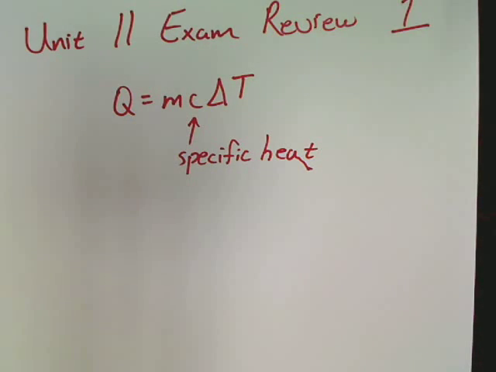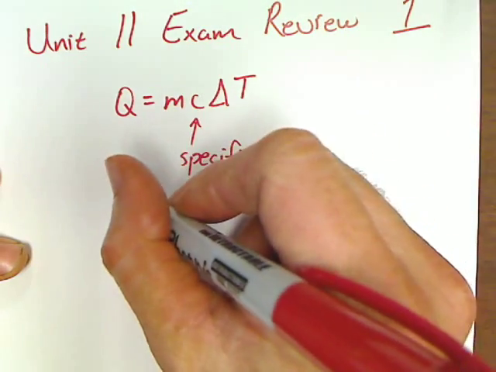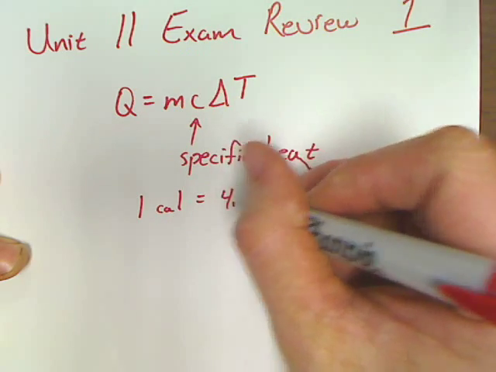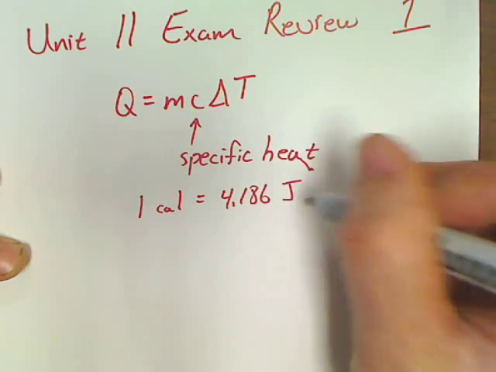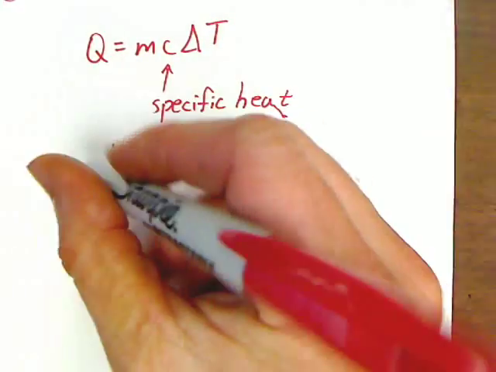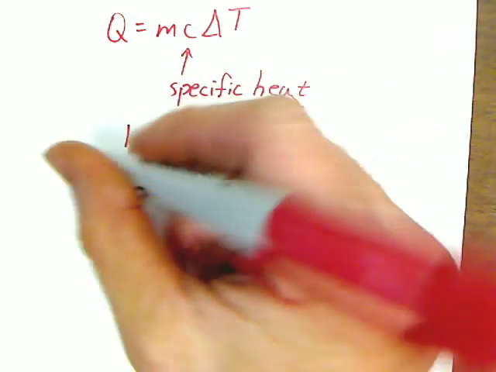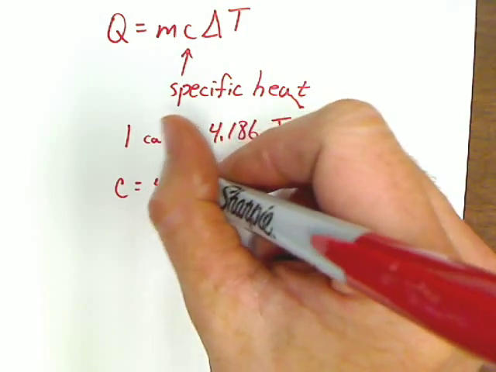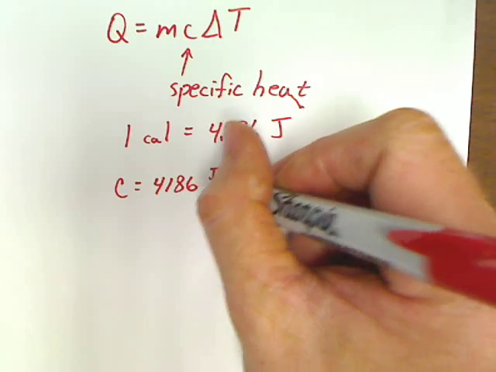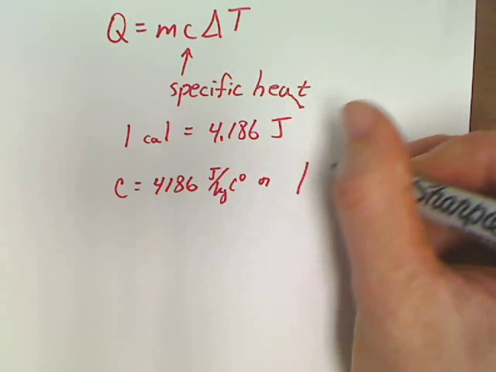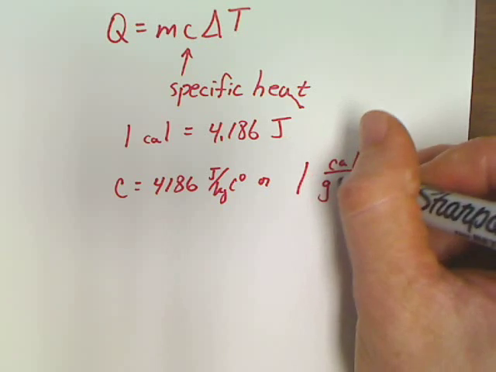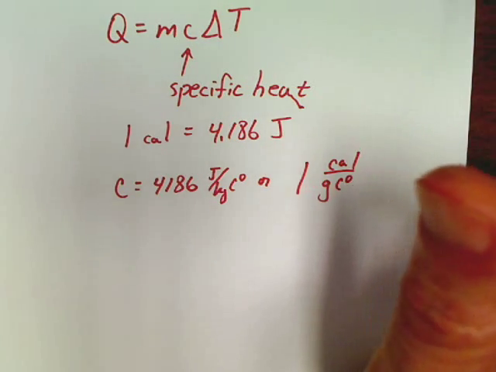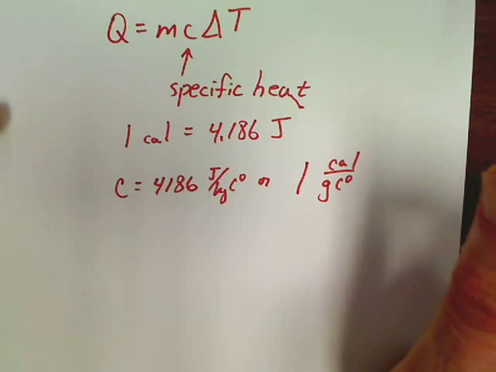Anyway, you're supposed to be familiar with some of the different units. You're supposed to know, for example, that 1 calorie is equal to 4.186 joules. These are things you know. You're supposed to know that if you're talking about water, that C for water is 4,186 J's per kg Celsius degree, or 1 calorie per gram Celsius degree. Those are things you are supposed to have memorized. That's pretty much the only C you're supposed to have memorized.